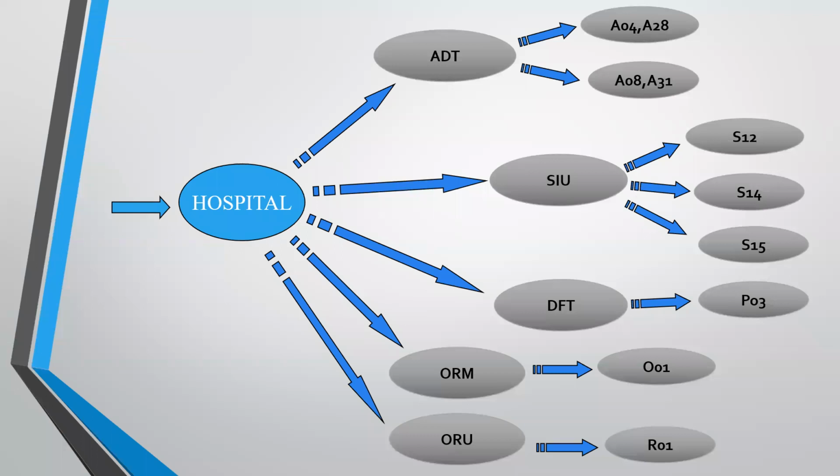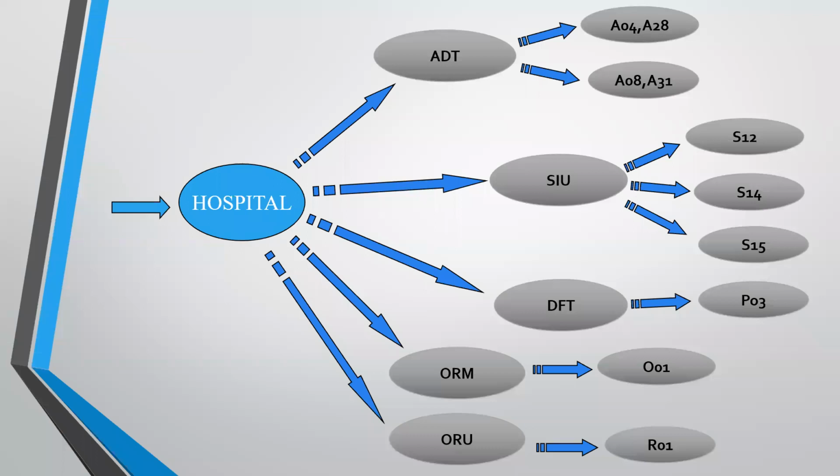Hi, Dickson. For ADT, we have two event types, A04 and A28. But you said A04 is one event type. Why do we have two event types in ADT when it comes to update or registration? Good question. ADT A04 is initially added for adding patient information to the system. Then A28 is later added as part of registration.